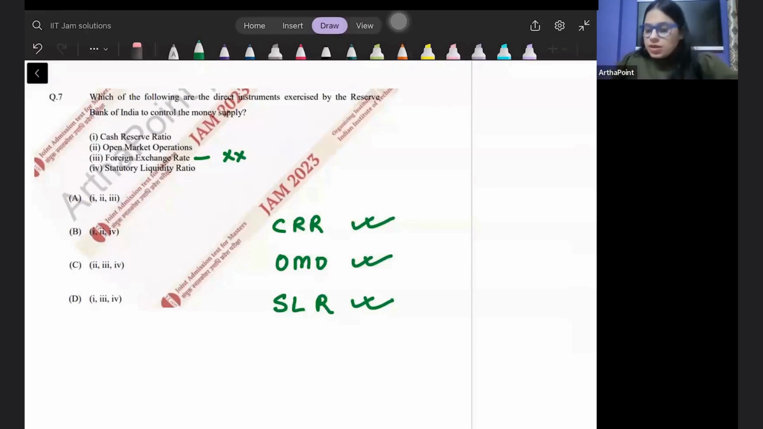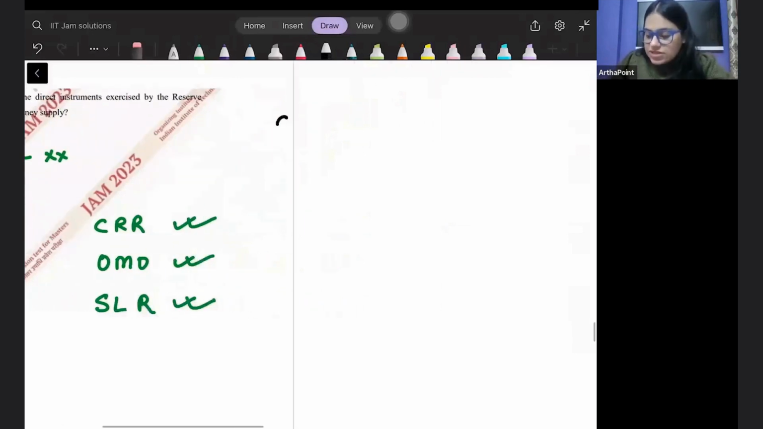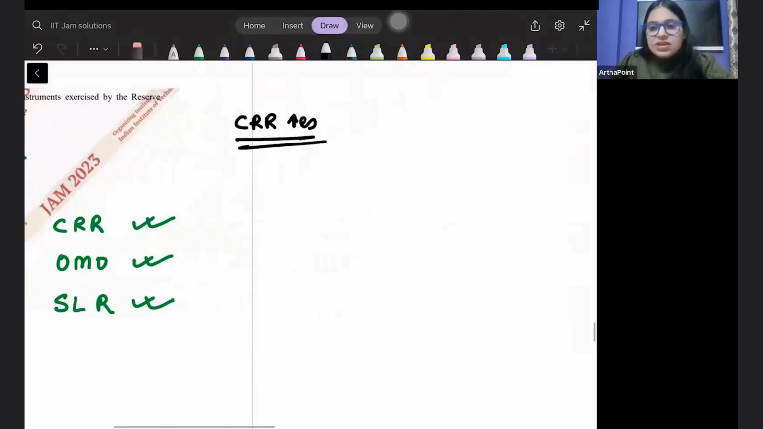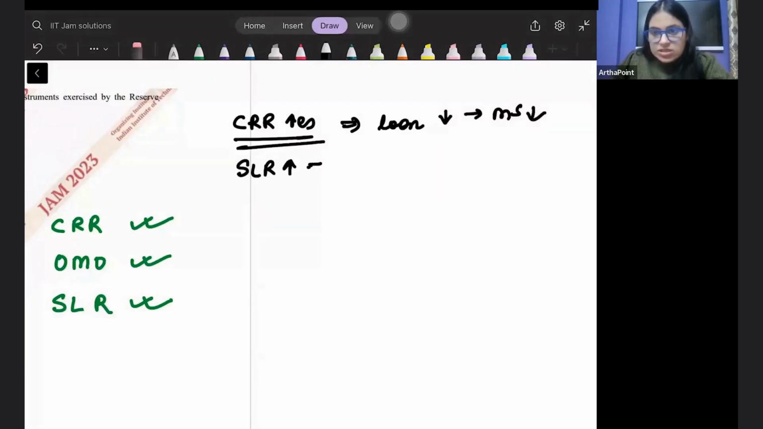Okay. Now, just quickly, I will revise with you. If CRR increases in the economy, it means that I am asking banks to keep more cash reserves. So the amount of loan that banks can give will decrease. So money supply will decrease in the economy, and vice versa. If statutory liquidity ratio increases, it means banks will be able to give less loan because they have to keep more with themselves. So the supply of money will decrease in the economy.